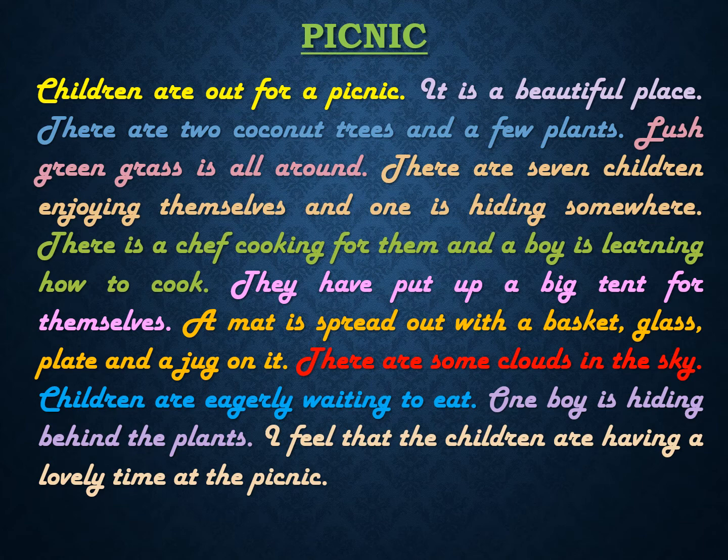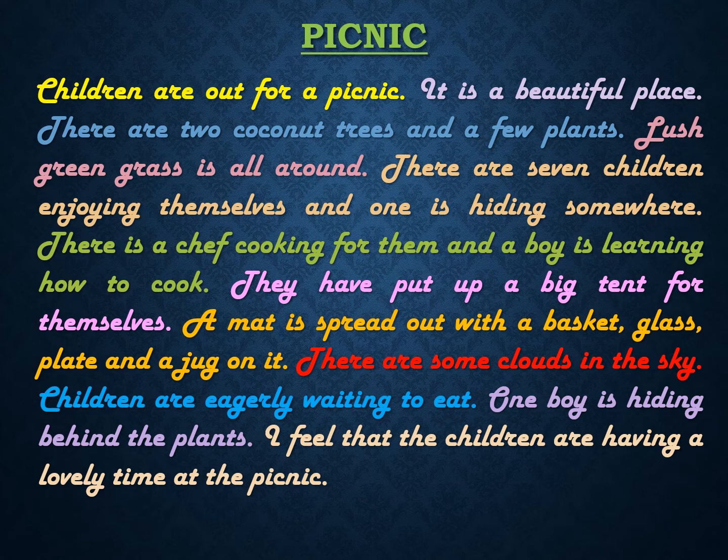Children are out for a picnic. It is a beautiful place. There are 2 coconut trees and a few plants. Lush green grass is all around. There are 7 children enjoying themselves and one is hiding somewhere. There is a chef cooking for them and a boy is learning how to cook.